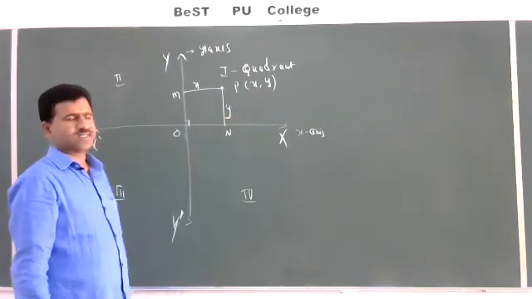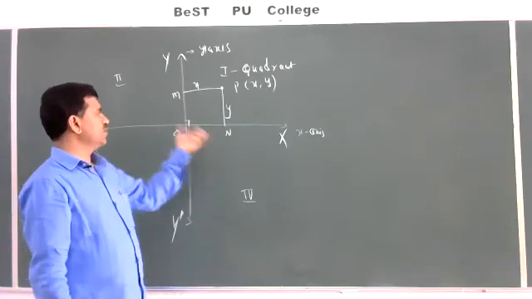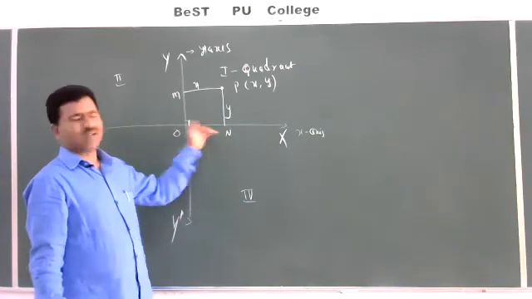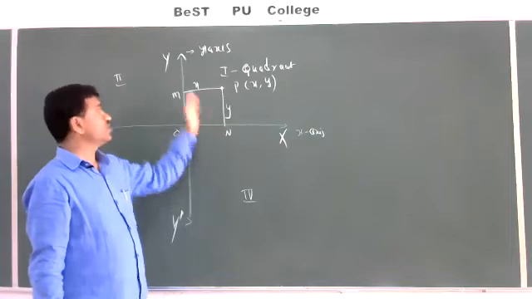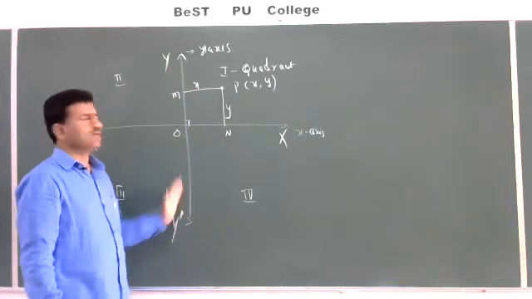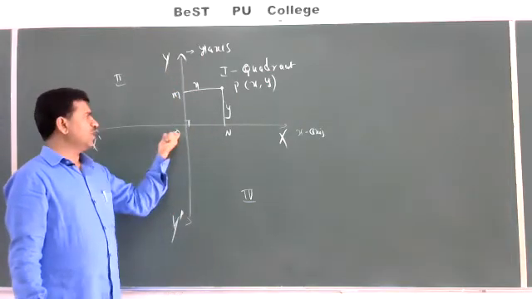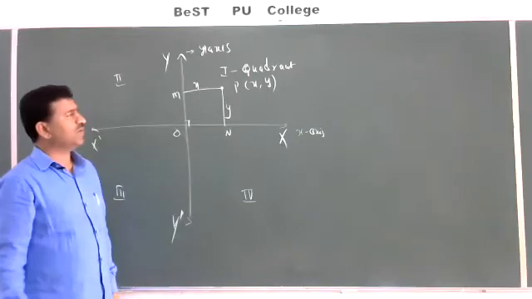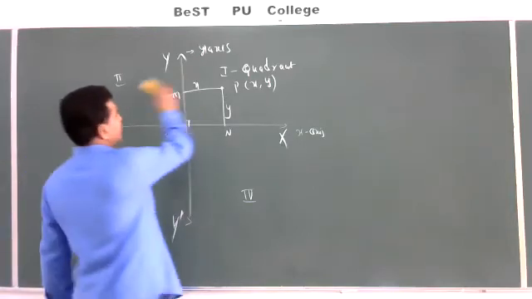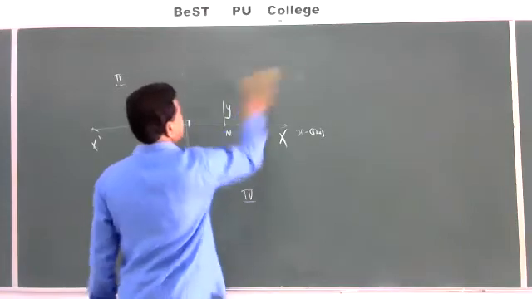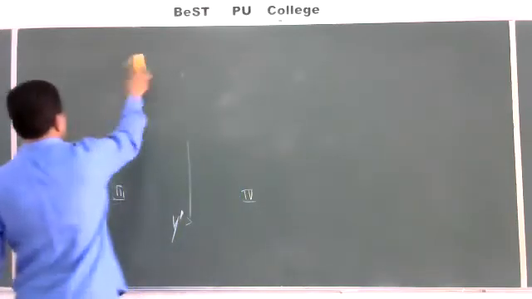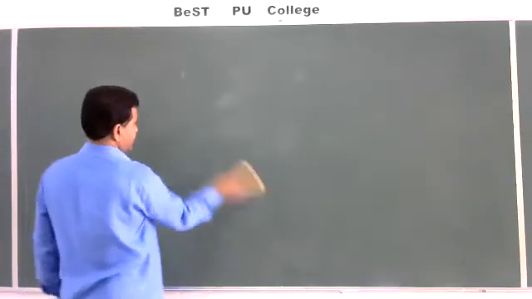These things we discussed, and also how to identify a point on the x-axis. On the x-axis, the y-coordinate is always 0. On the y-axis, the x-coordinate is always 0. The coordinates of the origin are 0, 0. This one we discussed. Today we will discuss the applications of these points.